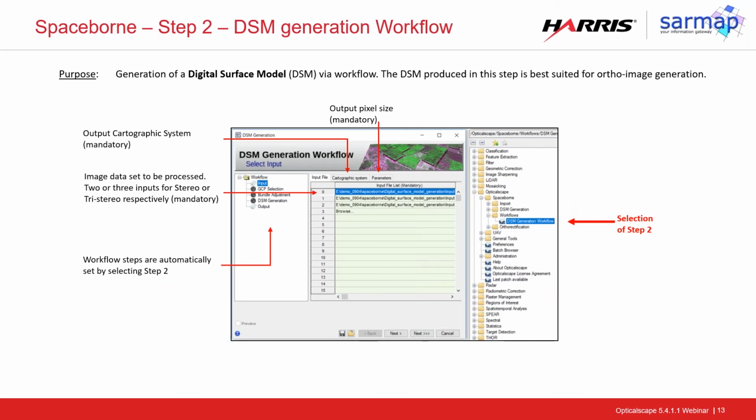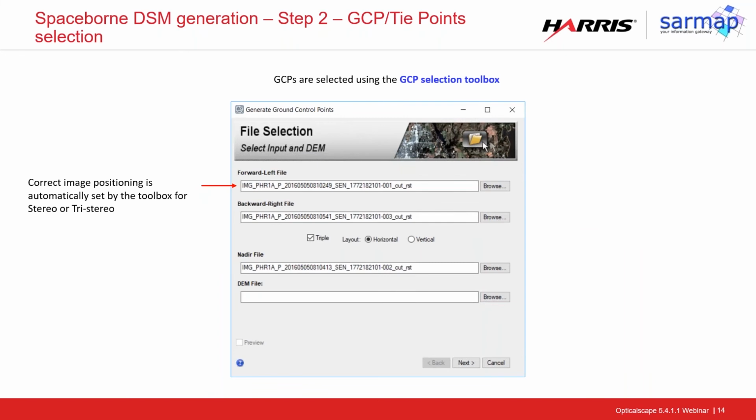Here you simply have to choose the files that you have imported, specify your output cartographic system and your output pixel size, and then click next, which will guide you to the only step that requires user interaction with the software, which is the ground control point selection. We suggest using ground control points in order to have a higher precision of the outputs, but you can also use only tie points.